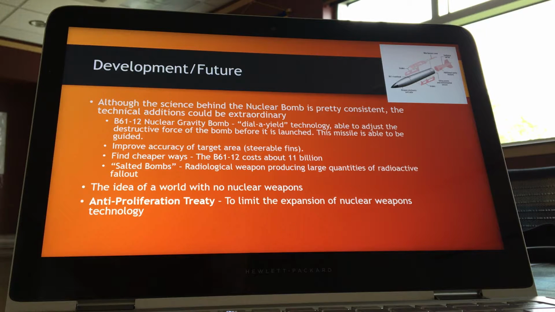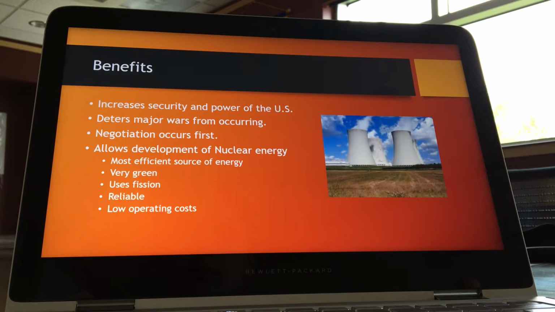And the Anti-Proliferation Treaty was a treaty to limit the expansion of nuclear weapon technology. So people don't actually want to expand nuclear weapons because they feel like they're already powerful enough and almost too powerful. So benefits of nuclear weapons and nuclear technology.